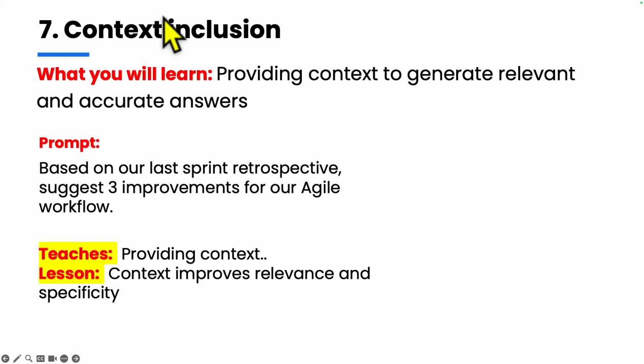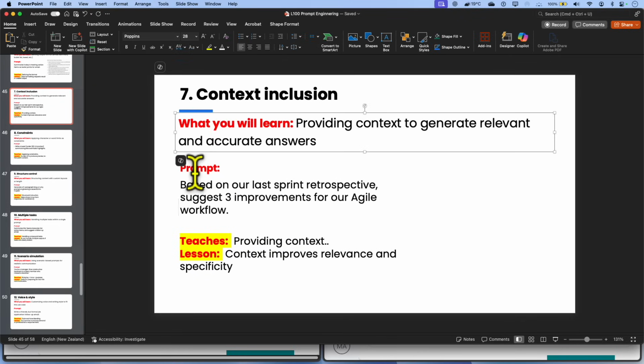Here we are looking at context inclusion. So it's really good to give the context. You remember in the third example or something, I reiterated the fact that adding more context gives you better output. So this is exactly what we are going to learn: providing context to generate relevant and accurate answers. So the prompt is: based on our last sprint retrospective, suggest 3 improvements for our agile workflow. So that's the prompt we are going to use.